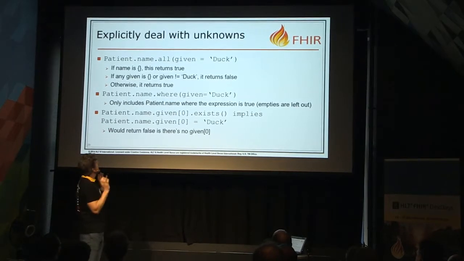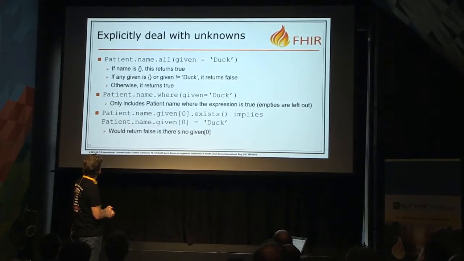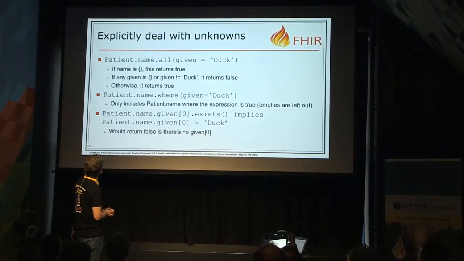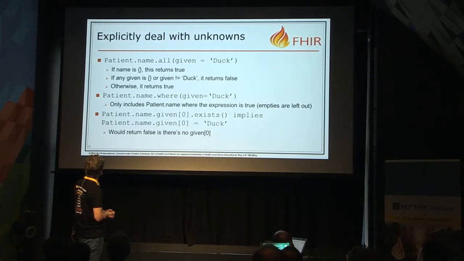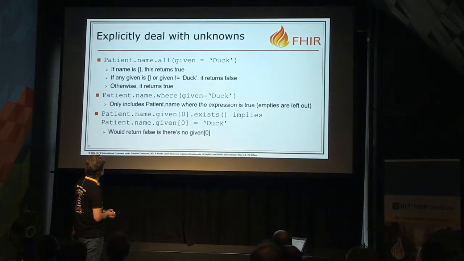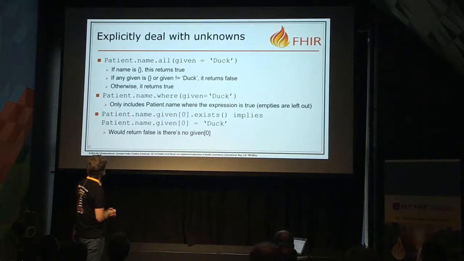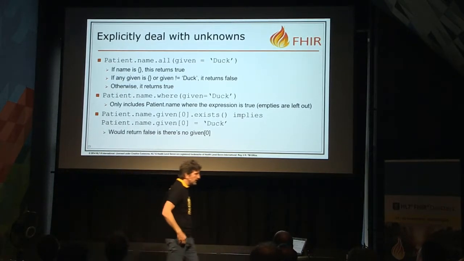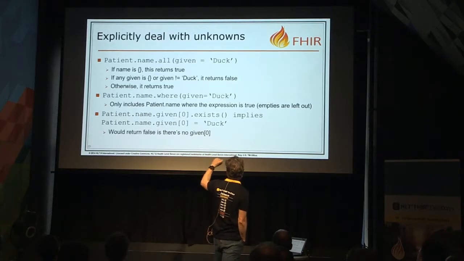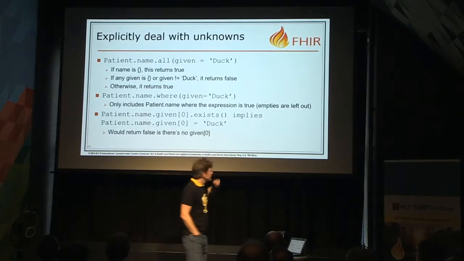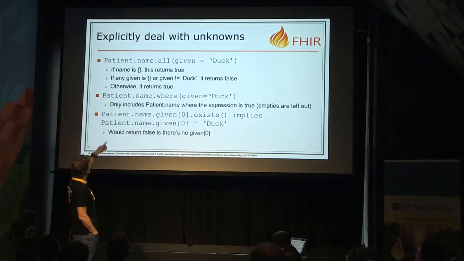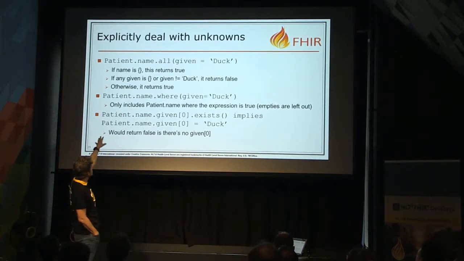Because if I don't know anything, are all names doc? Well, we've defined it to be true, and that's the way the logic people said this should work. If any given is empty or given is not doc, it returns false. Because if any given is empty, then they're not all doc, so that kind of makes sense. Then where(given = 'doc') only includes patient.name where the expression given = 'doc' is true, and the empties are left out. So if you have a name without a given, it is not returned.